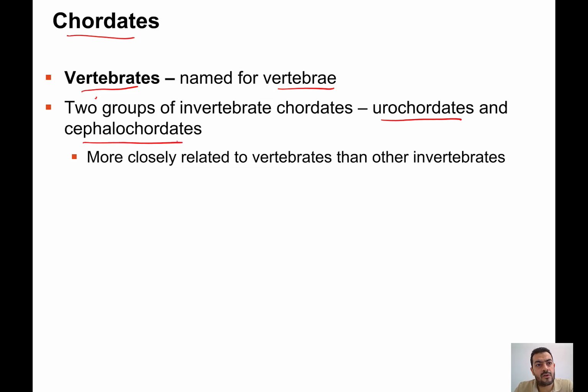So why are they included in the chordates? Because they are more closely related to the vertebrates than any other invertebrates. So that means within the Deuterostomes we have the vertebrates, but still there are some invertebrates within the Deuterostomes, and even some invertebrates within the chordates. And as we said, here are two examples of invertebrates that are included in the chordates.